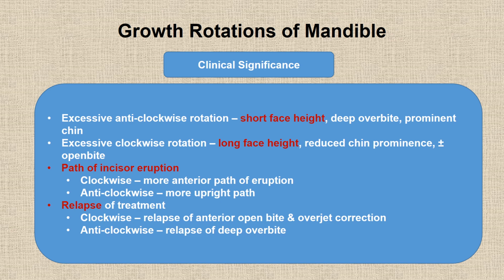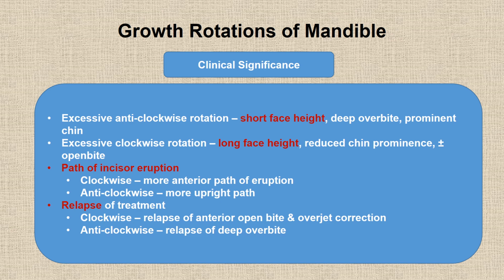Now, the path of incisor eruption is affected as well. In a clockwise rotation, the eruption path is more anterior, whereas in anti-clockwise rotation, the incisors take a more upright path of eruption. Now, relapse of treatment also depends on the growth rotations.